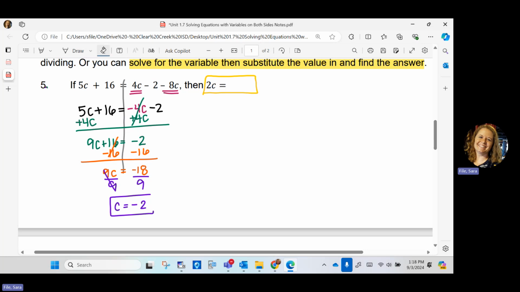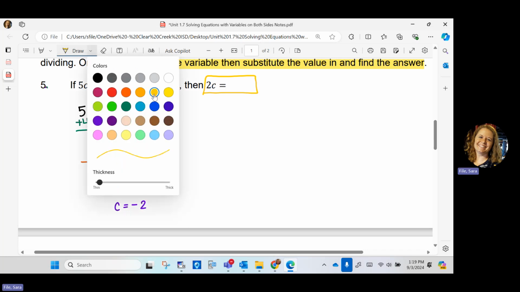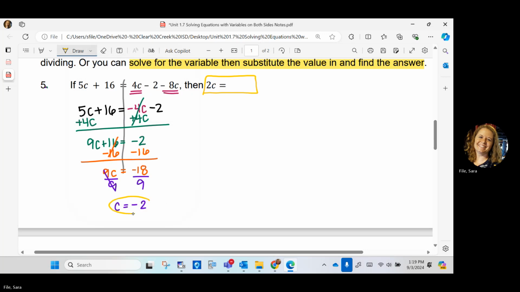Oh, wait, I'm not boxing it in. That's not my answer. Don't box it in. They didn't ask for C. They asked for 2C. So now I have to take this and plug it in there. So 2 times negative 2 would be negative 4. So my answer is negative 4. So pay attention to what they're asking you to solve for. If it's a multiple of a variable, you've got to do that extra step of substitution at the end and calculating that.